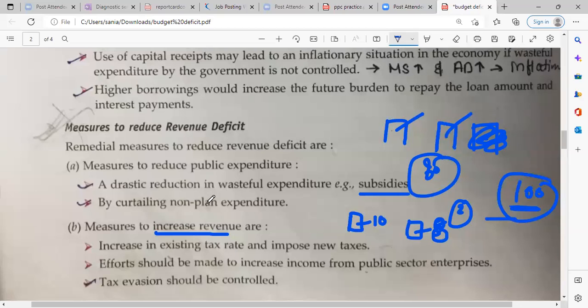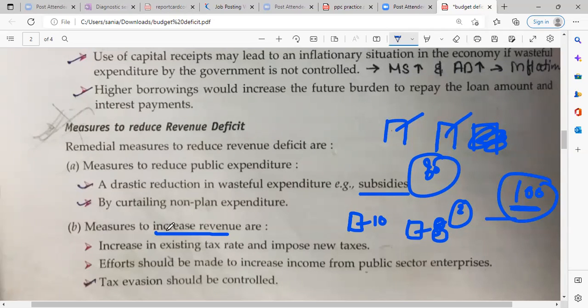And by curtailing non-plan expenditure. Non-plan expenditure is basically, for example, when there is a calamity, a natural calamity, an earthquake, anything over there. Curtailing means reducing. So earlier I was giving 100 rupees to each person who was the victim of that disaster. But now, what I will do, I will give you 10 rupees, 20 rupees, like that, because I don't have money right now. So from where will I give you? Okay, so these are the few points.